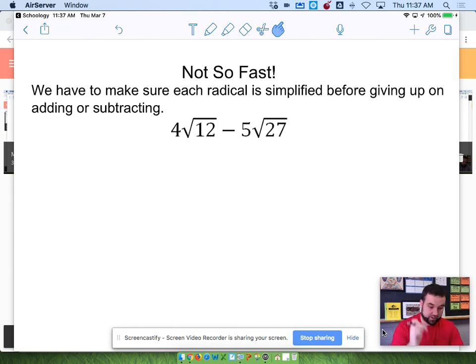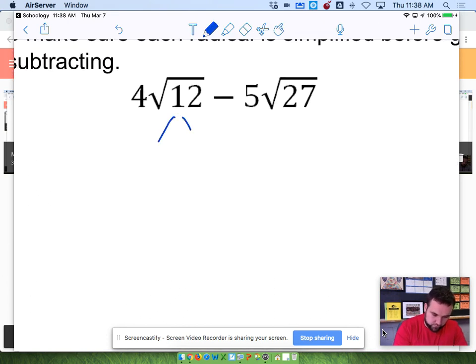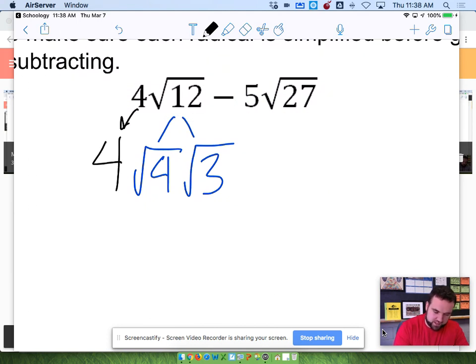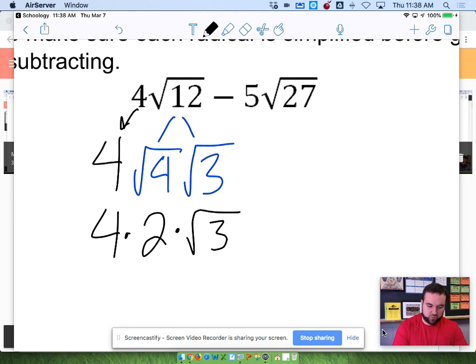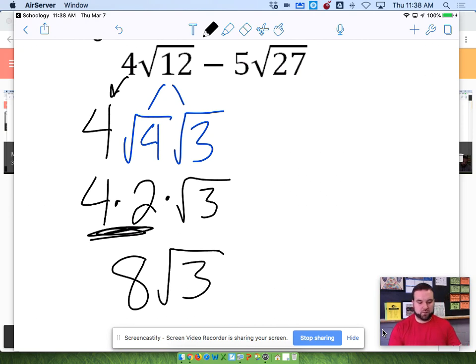We're going to see that they actually can be combined together. So if you have 4 root 12, I know the square root of 12 is not a whole number, but I can break up the square root of 12 into the square root of 4 times the square root of 3. Here's what can be tricky. This 4 that was the coefficient is going to stay out front. Now if I simplify this, I have 4 times 2 times the square root of 3, because the square root of 4 becomes 2. Then I can multiply the whole numbers together, and this becomes 8 times the square root of 3.